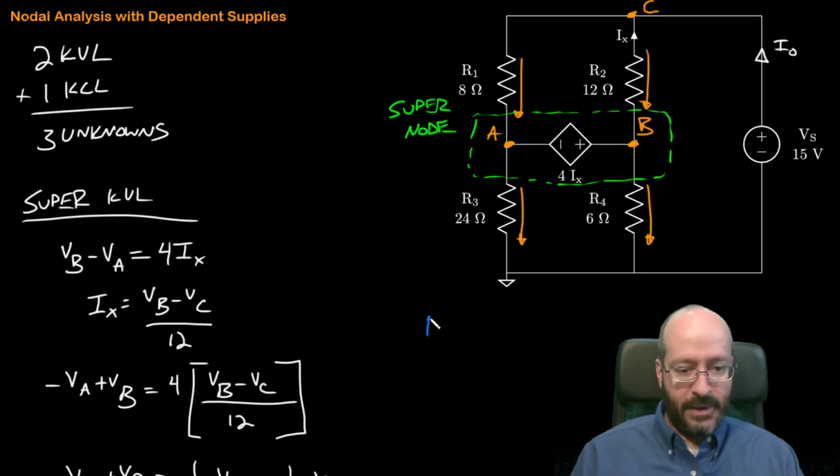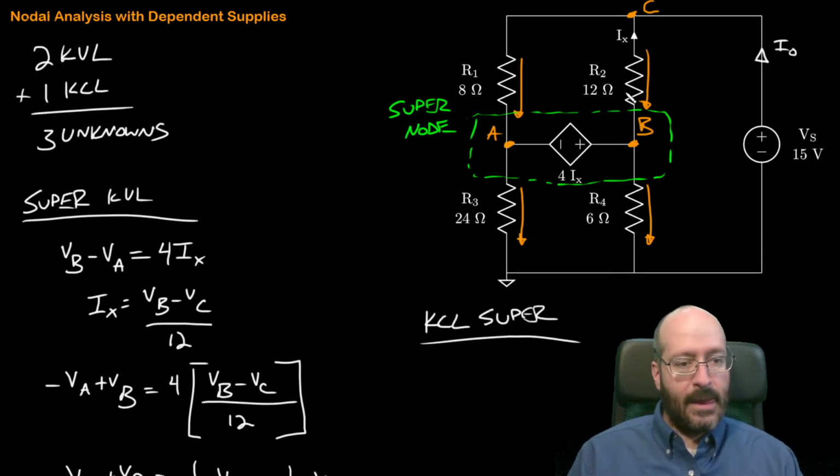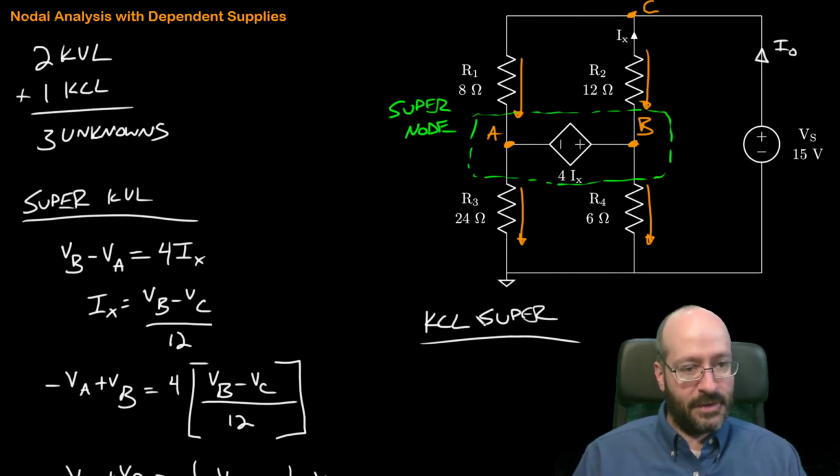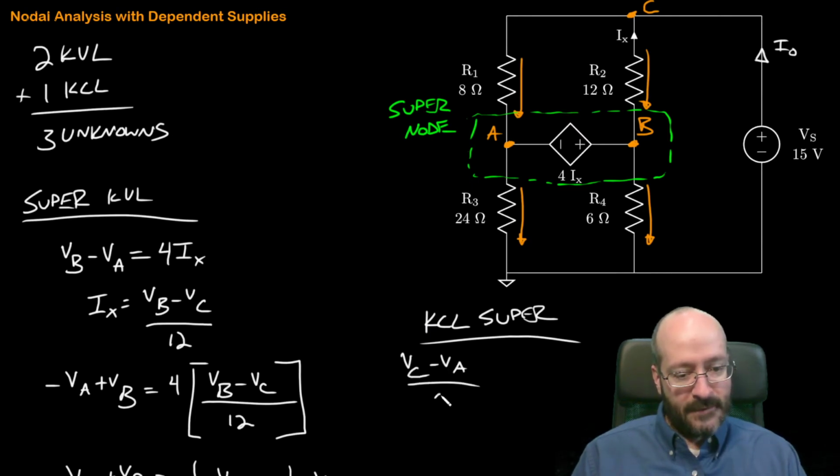And let's do it in white. Come on. KCL for the supernode. And it looks like I've got 1, 2, 3, 4 currents to think about. So let's start up here, and we've got VC minus VA over 8. I'll come down here. We've got minus VA over 24.